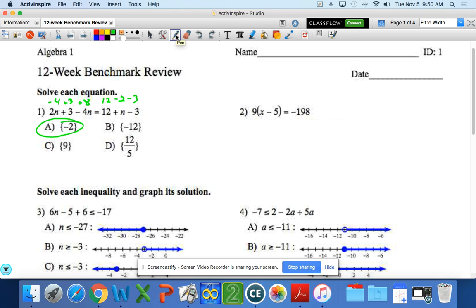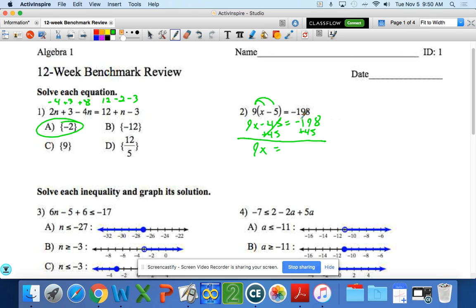For number 2, before we can start moving numbers and variables and such around, we have to free them up from inside the parentheses. That's going to distribute, being 9x minus 45 equals negative 198. We're going to add 45 to both sides. It's going to cancel on the left-hand side, and then we have 9x.